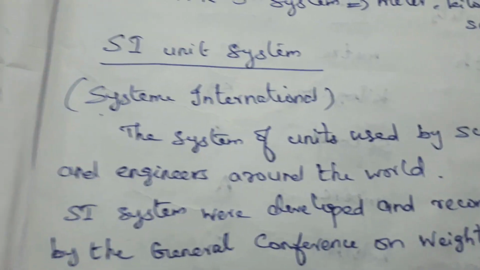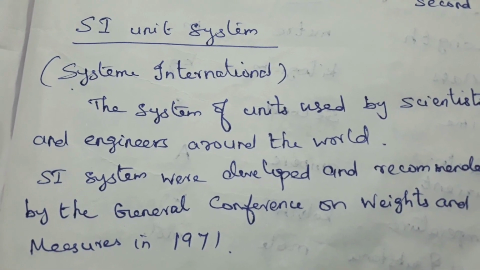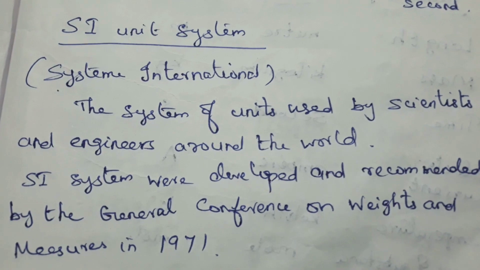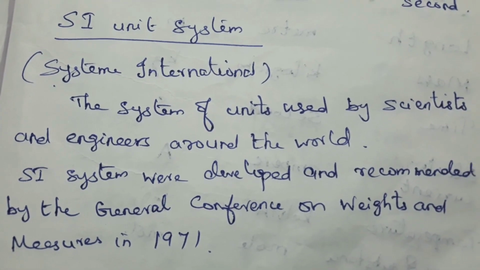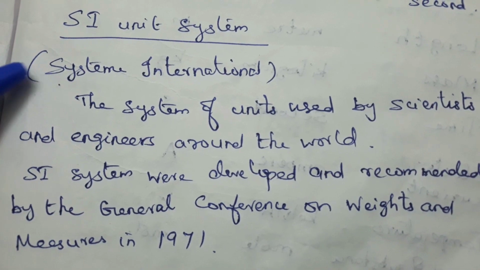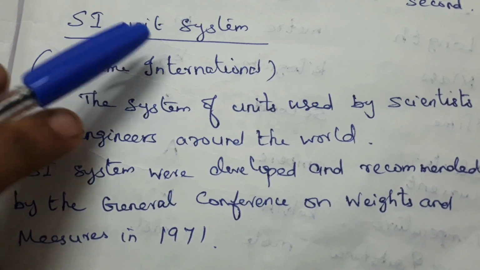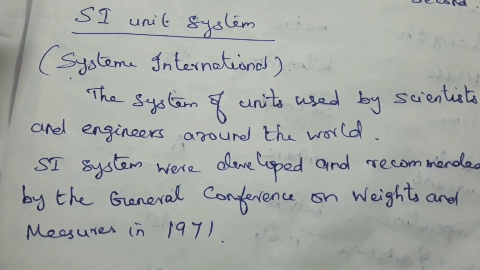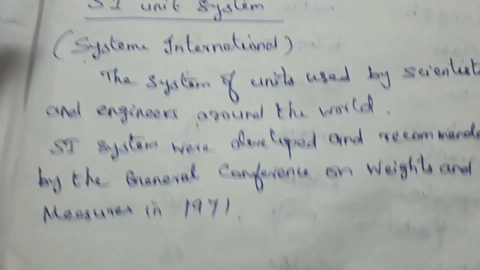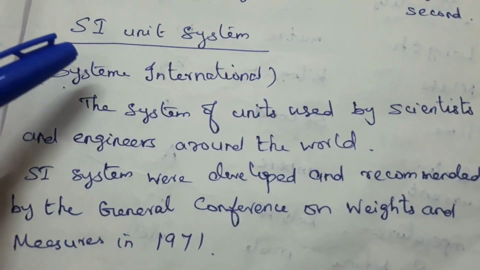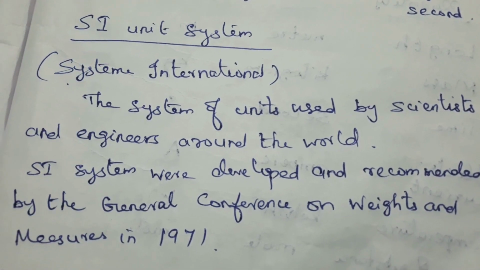Different places used different measurement systems for the same physical quantities. It is very difficult to communicate between people around the world. So a common system of units was introduced, that is known as the SI system of units. This is the internationally accepted system of units.